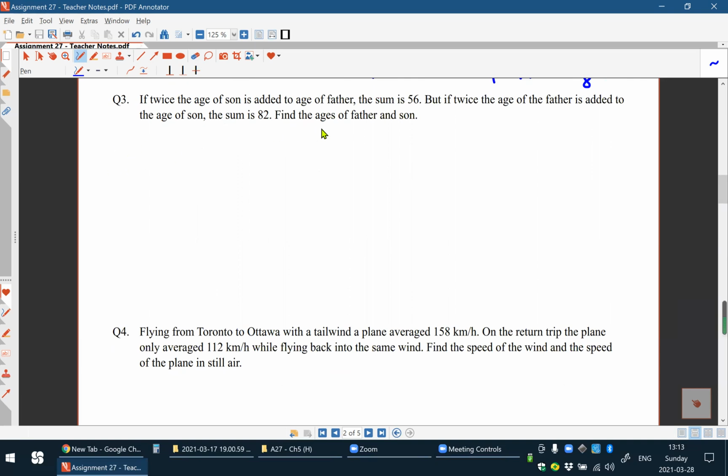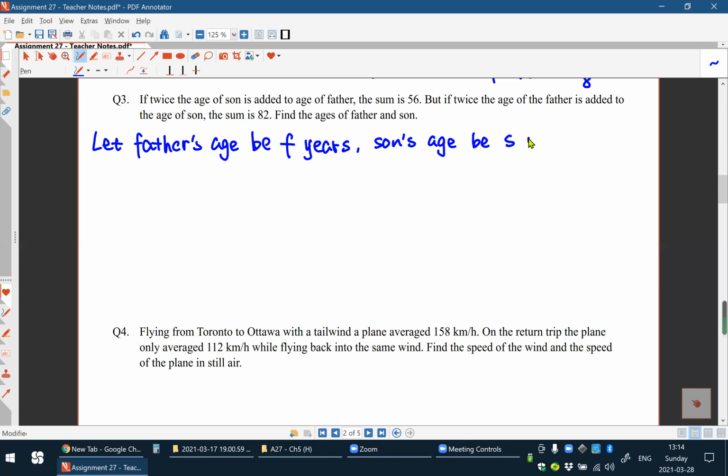Okay, there are two variables. The first one is father's age. Second one is son's age. We do not know that, so it's better for us to use two letters to denote them. So first of all, let the father's age be F years. F stands for father, okay? And let son's age be S years. S stands for son.